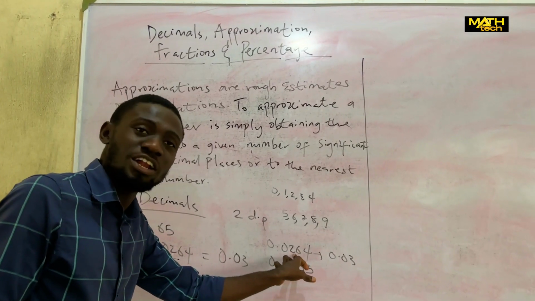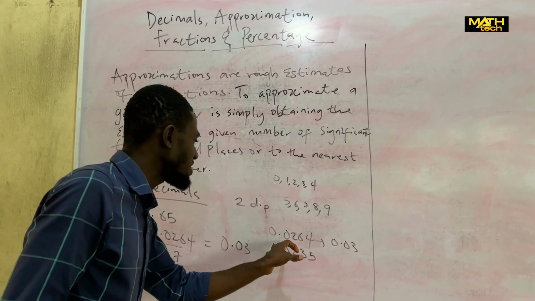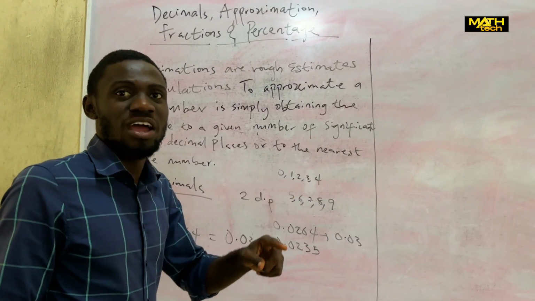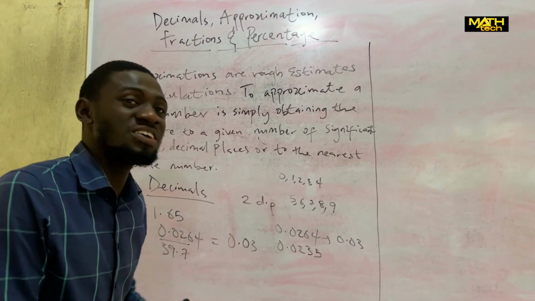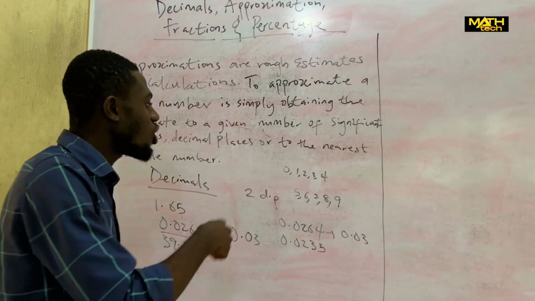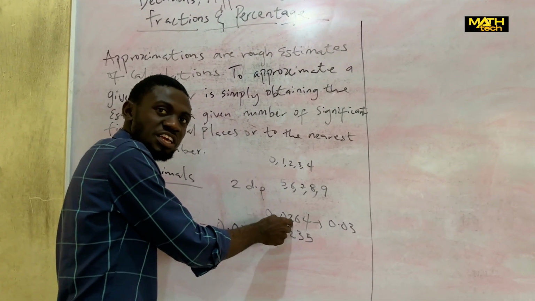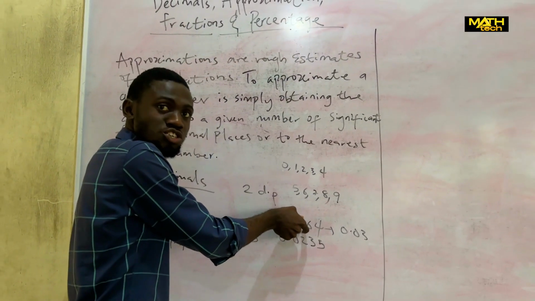The first two values, that's the two decimal places. That is 0 and 2. Now, the third value here is greater than 5. When the third value is greater than 5, it is being rounded up. Rounding up means that you are adding an extra one to the given decimal place where you are asked to stop, which is 2.